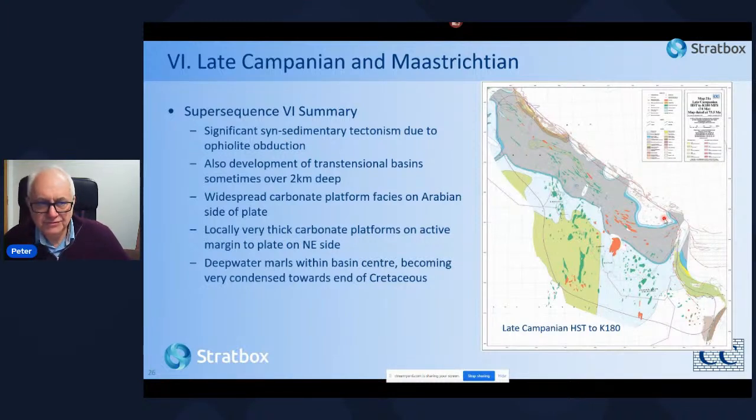And because we get this structural growth along the convergent margin, we also see some carbonate platform facies developed on the Arabian side of the plate here. And so we get these systems developing over areas of structural growth along the margin, as well as these extensive carbonate systems that onlap the Arabian Shield. And also we see very deep water marls within the basin center, and we typically get very, very condensed deposition towards the end of the Cretaceous.